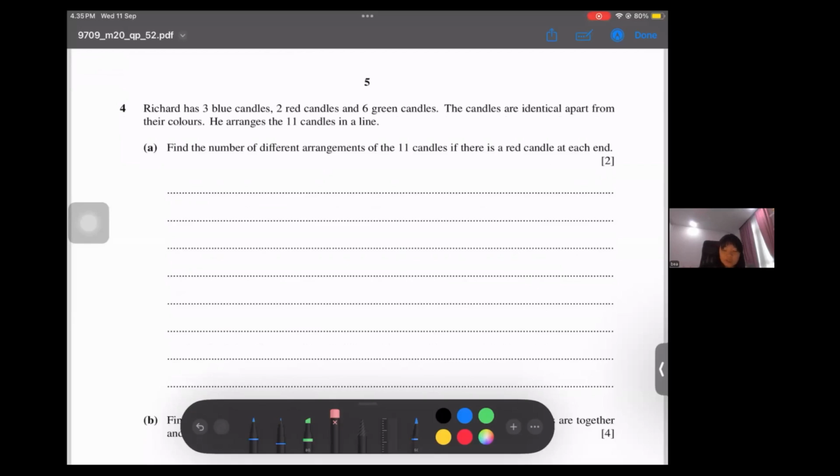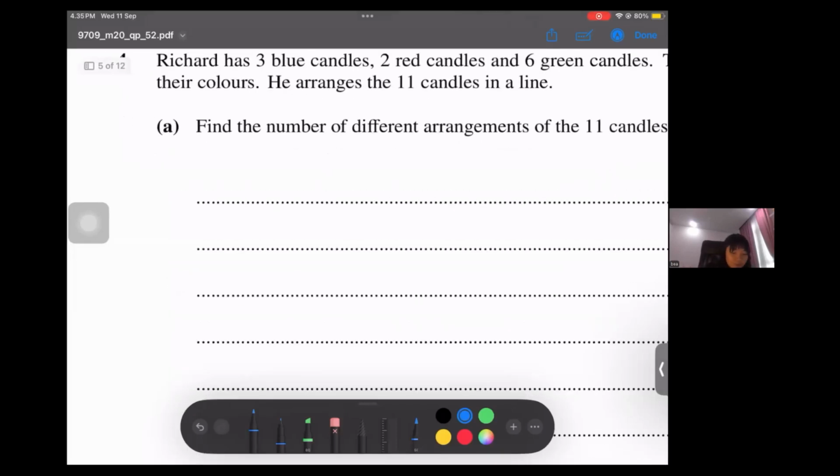So we can arrange this into R. Then you have 9 blank spaces, which indicates the random candles that can be put into there.